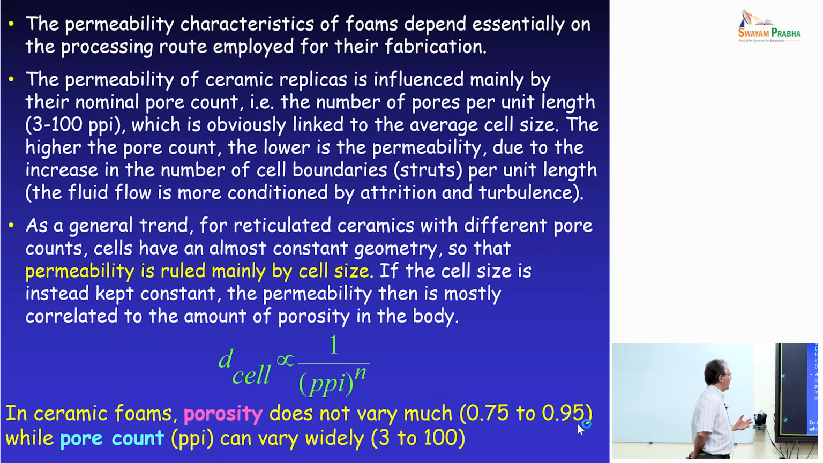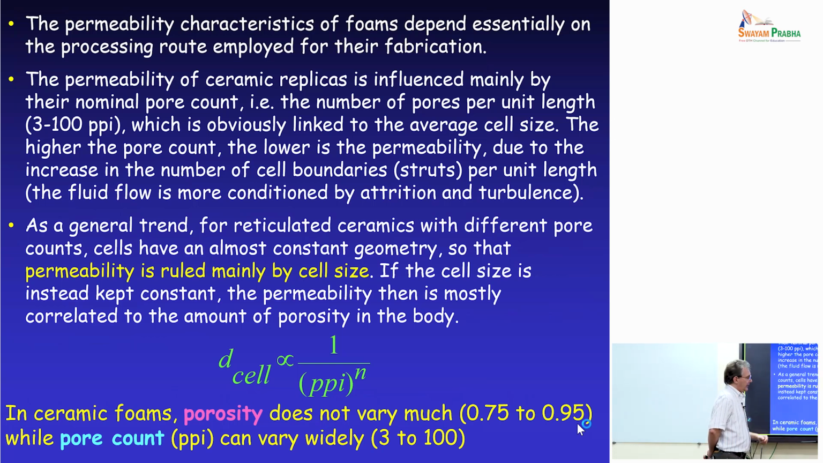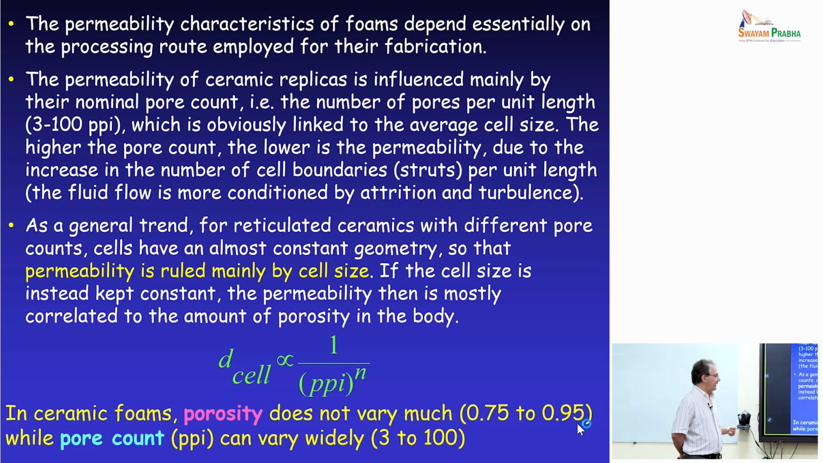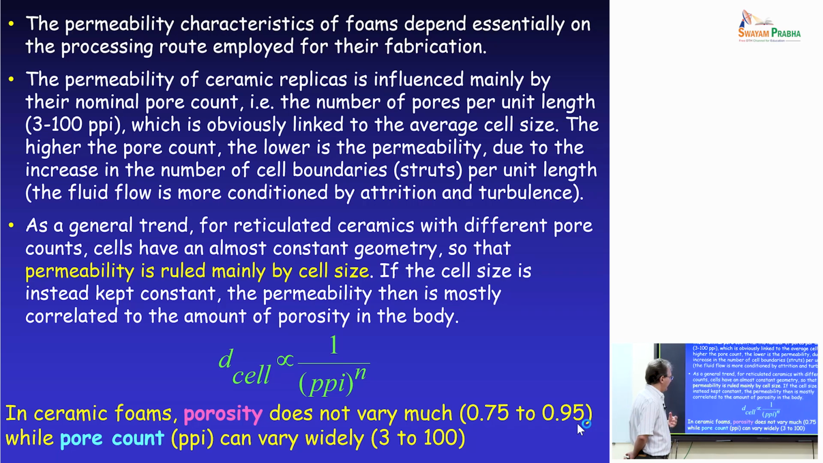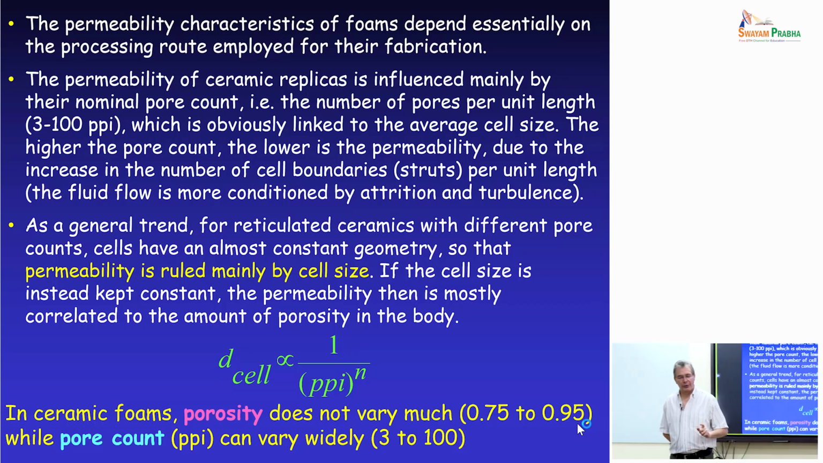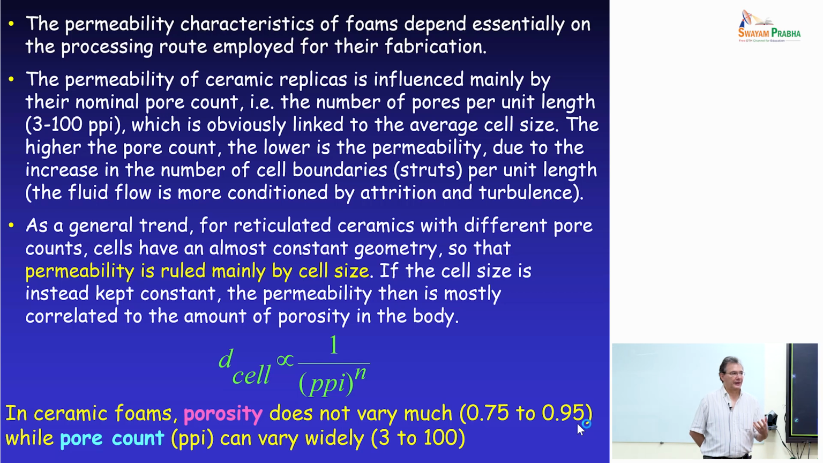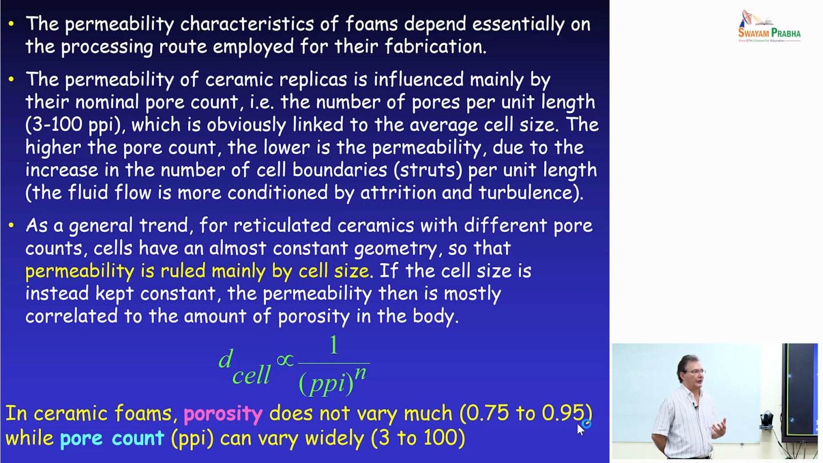So without going into too many details, we can say that permeability in cellular material is ruled mainly by the cell size. And if the cell size is constant, the permeability, of course, depends on the amount of porosity in the body. And when you talk about cellular ceramics, in particular foams, or cellular materials, in particular foams, people often talk about pores per inch as a way of describing the size or the porosity of the material.